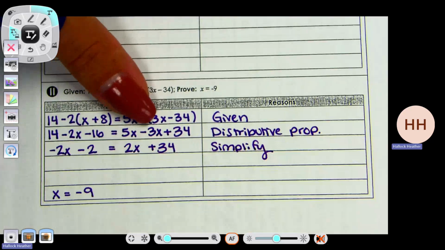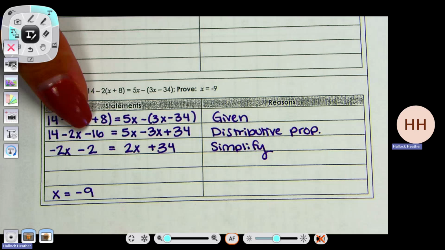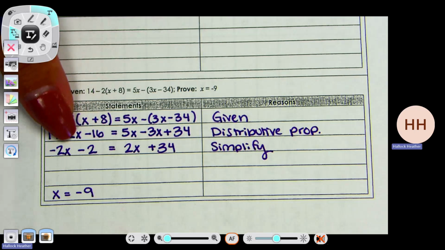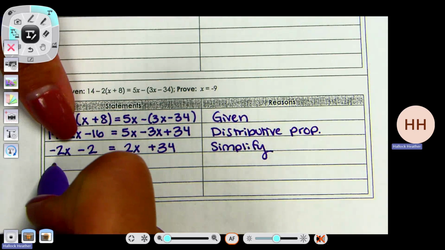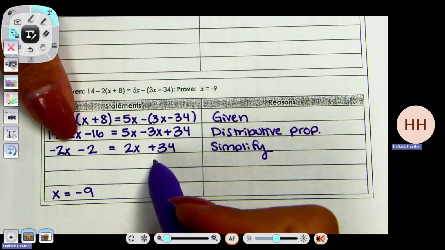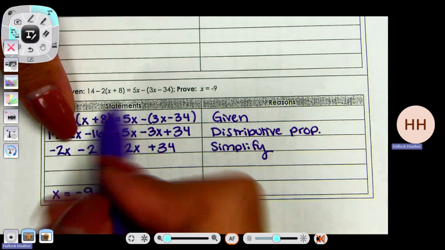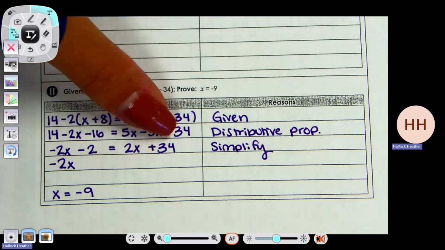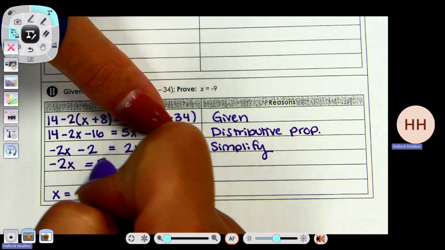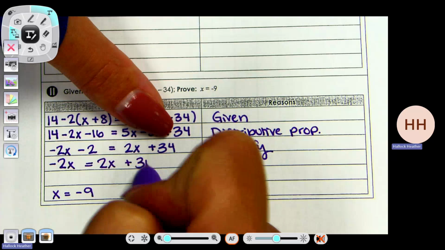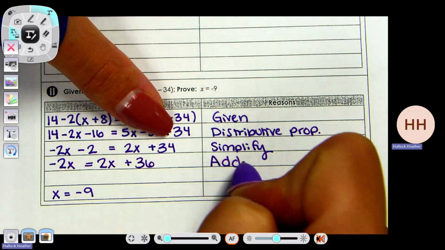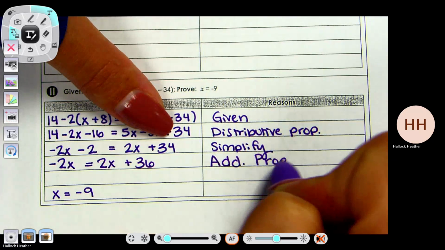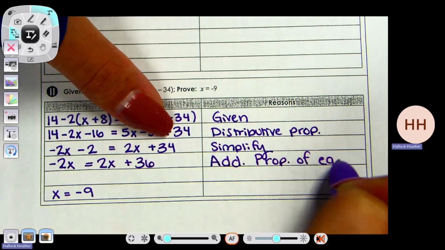Now you could technically go like 3 different routes, 4 different routes. What do you want to move? We could add 2x. Do you want to move the 2x or the number or the 2? Two. I'm going to use the 2. I'm going to move the 2. You can do whatever you want though. So if I add 2 to both sides, my 2x stays. Over here would be 36. Addition, property of equality. I don't know why I wrote that out, but whatever.